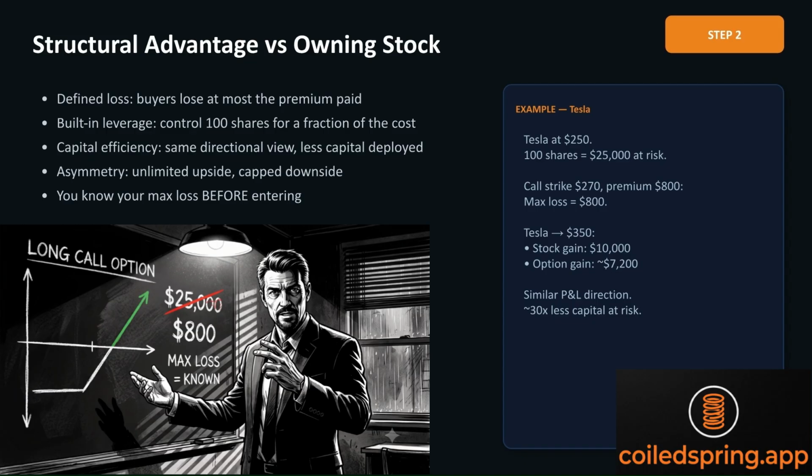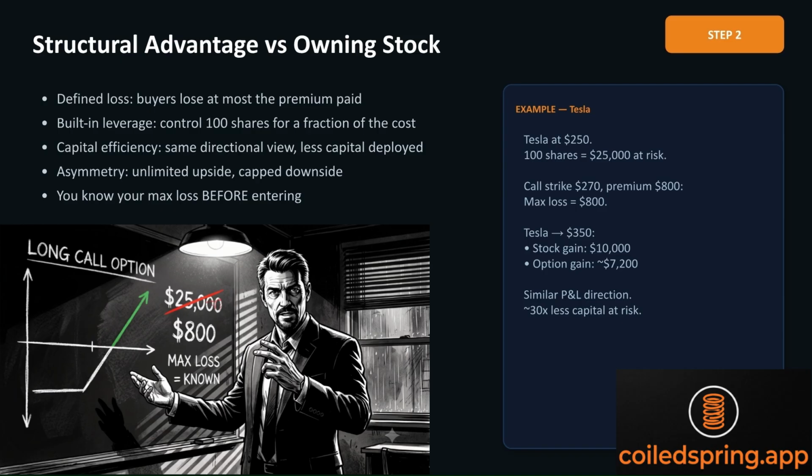Let's break that down. When you buy 100 shares of a stock, your risk is the full value of those shares. If the stock goes to $0, rare but possible, you lose everything you put in. There's no floor. You're exposed to the full downside of the position. When you buy a call option instead, your maximum loss is the premium you paid. Period. No matter what happens, the company goes bankrupt, the market crashes, bad earnings, a scandal. You cannot lose more than that premium. Your floor is set before you enter the trade.